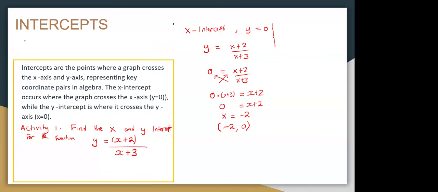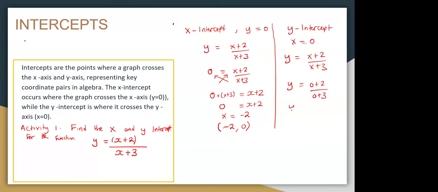In case we are finding our y-intercept, we do the same thing, but for the y-intercept, our x is equal to 0. So you say I have x plus 2 over x plus 3, and where there is x, you substitute 0. We shall have y equals 0 plus 2 over 0 plus 3. So your y will equal 2 over 3.